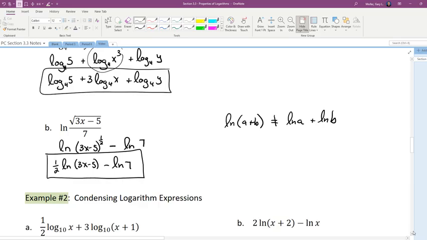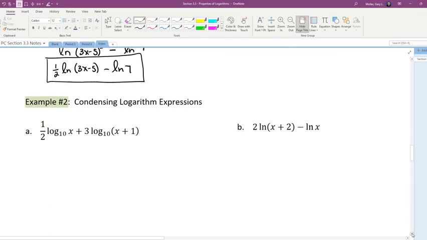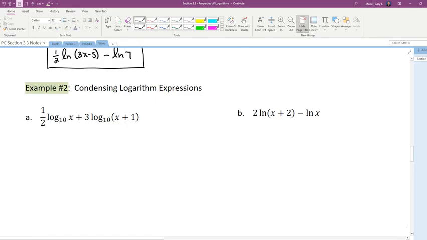All right, now let's go the opposite direction. Let's practice doing some condensing. So now let's bring them together. So I'm looking at part A here. I'm seeing two very distinct terms. So before I worry about bringing these two terms together, I'm going to inspect each one.